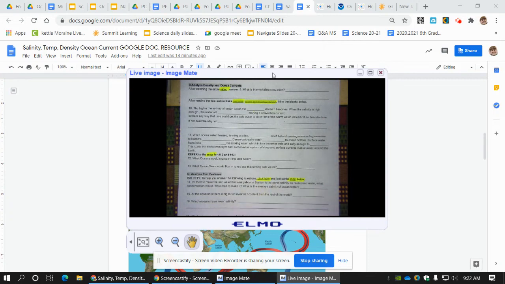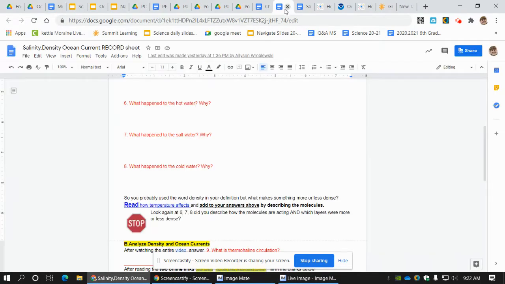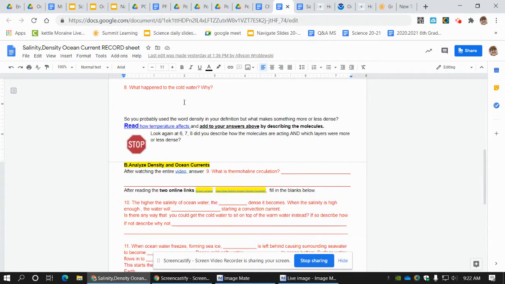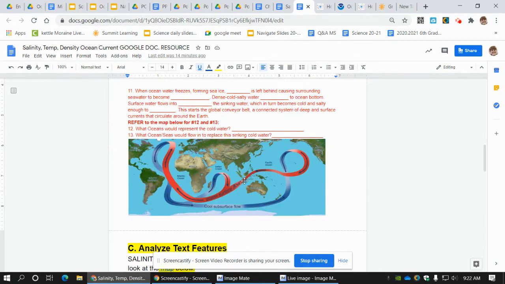Sinking and cold. So I'm going to look back at that map, and I keep referring to my Google Doc resource. It says refer to the map. So here's a map, and I'm looking at where the cold water is. Cold sinking water is happening here and here. And then I see that some of this warmer water is coming from where and replacing that cold water. Here it's coming from where and replacing that cold water. So that's what I'm looking for in those answers.